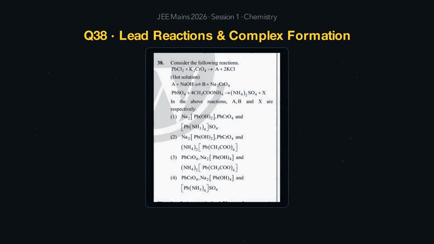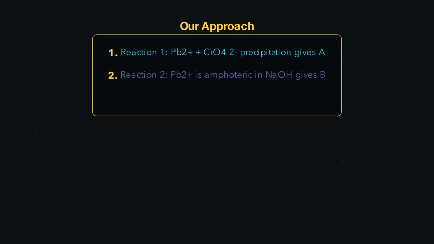3 reactions, 3 unknowns, A, B, and X. Can you identify all 3 before we work through them? Here's our approach. First, we'll look at reaction 1 as a simple precipitation to pin down A. Then we'll use A in reaction 2, where the amphoteric nature of lead reveals B. Finally, we'll balance atoms in reaction 3 to find X as an acetate complex salt. Let's work through each step.